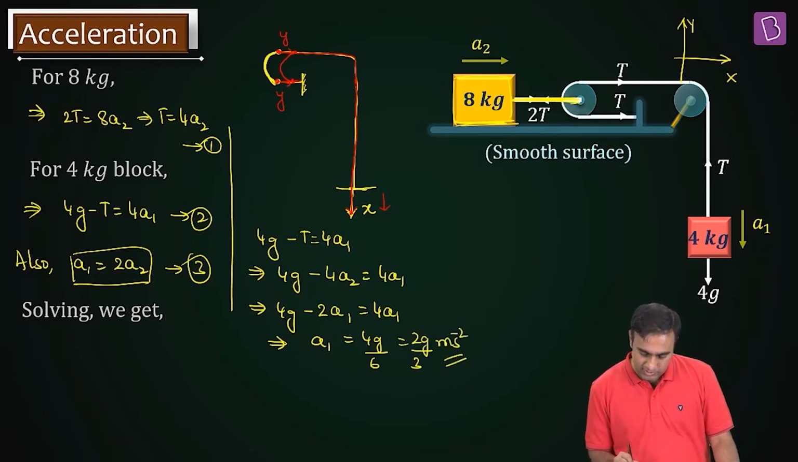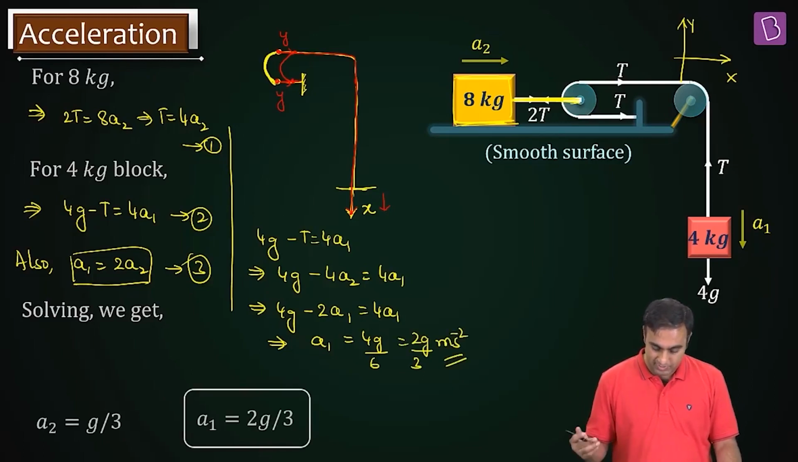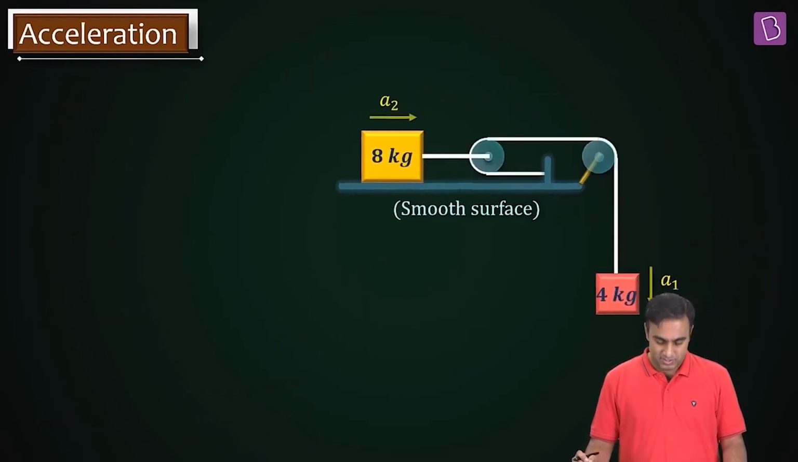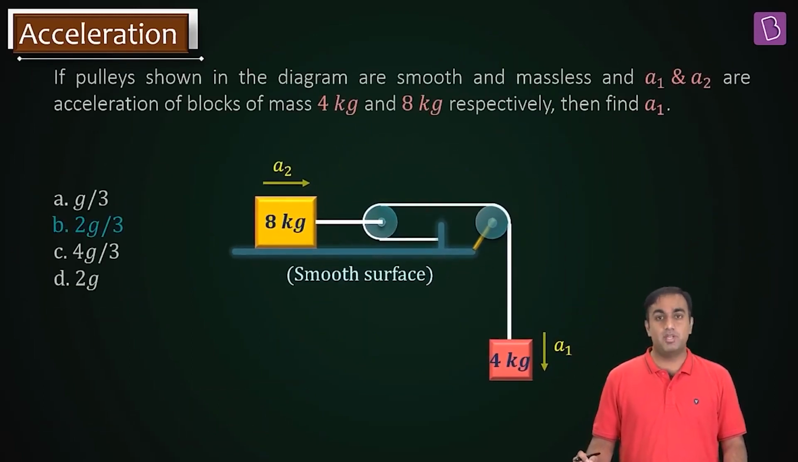So the answer we need, which is the acceleration of the 4 kg block, happens to be 2g by 3 meter per second square. The correct option for this question is B.